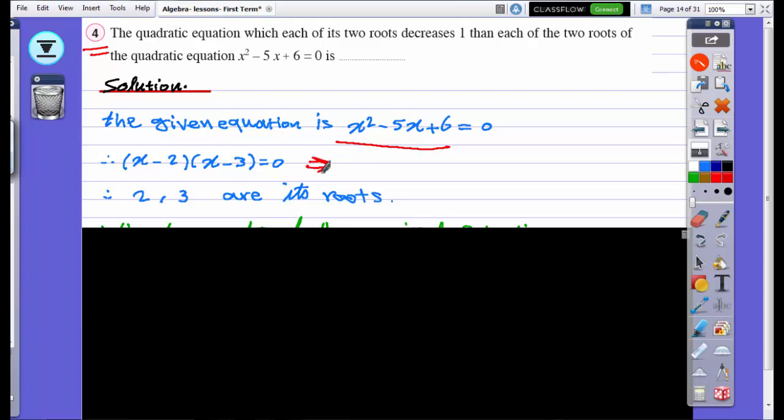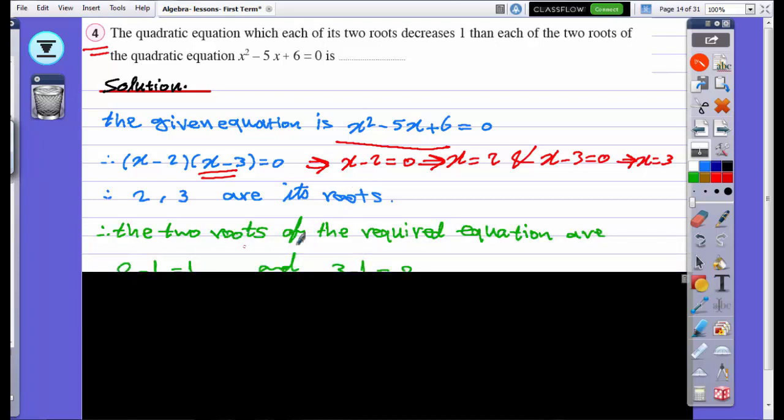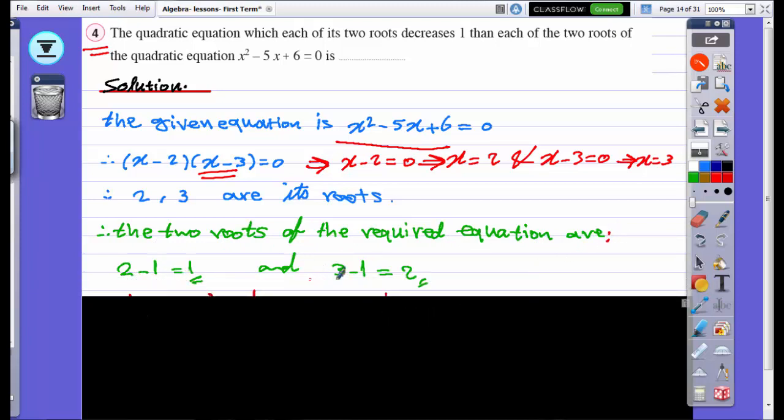So x minus 2 equals 0. It means x equals 2, and x minus 3 equals 0. It means x equals 3. So we write 2 and 3 are the roots of the given equation. So the two roots of the required equation are 2 minus 1 equals 1 and 3 minus 1 equals 2. So the two roots of the required equation are 1 and 2.